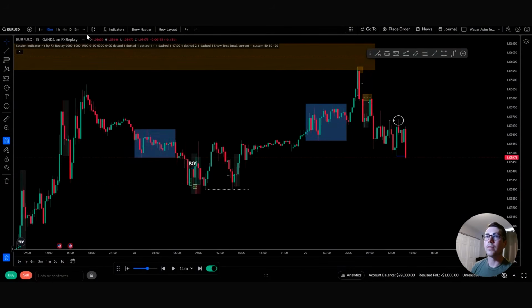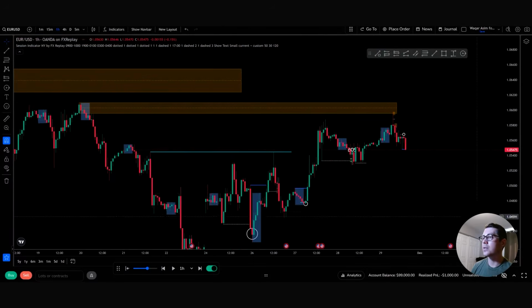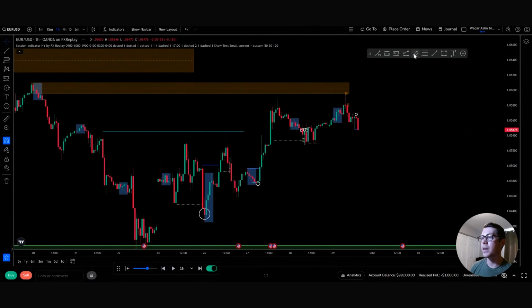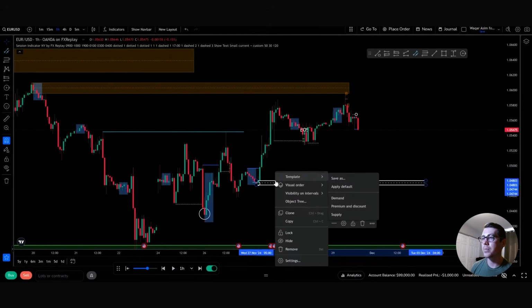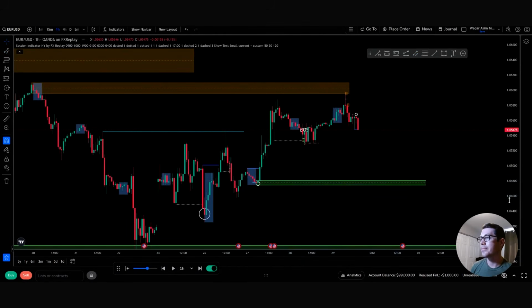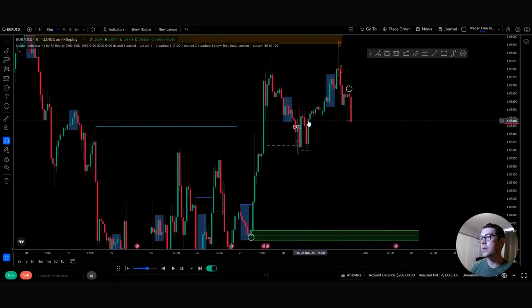And maybe I want to look for continuations back to one of these decisional demand levels. We have a great one down here. It's the last red candle before the move up. We also have an intermediate one. This is, again, not going to be maybe as strong, but I would say we're probably going to take out some of these levels.